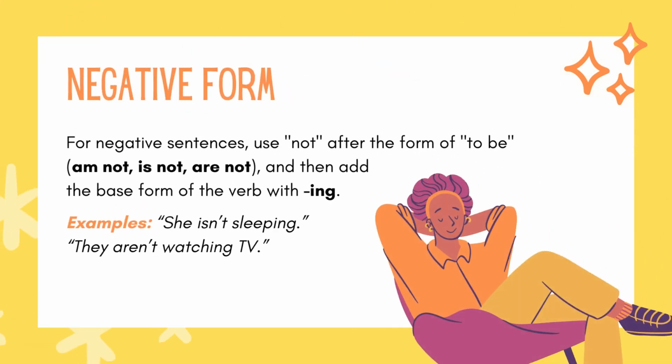Negative form. For negative sentences, use not after the form of to be: am not, is not, are not, and then add the base form of the verb with ing. Examples: she isn't sleeping. They aren't watching TV.